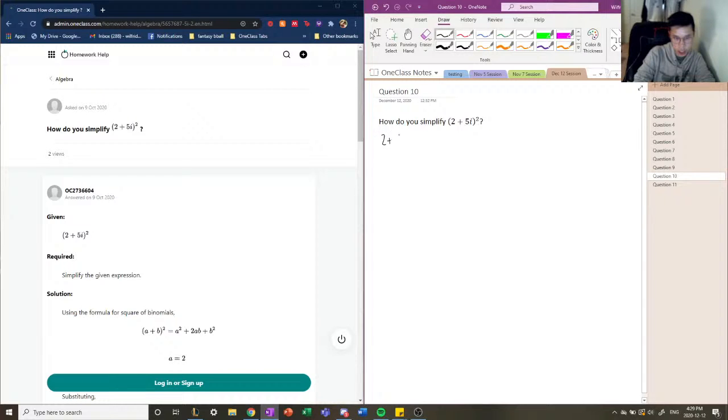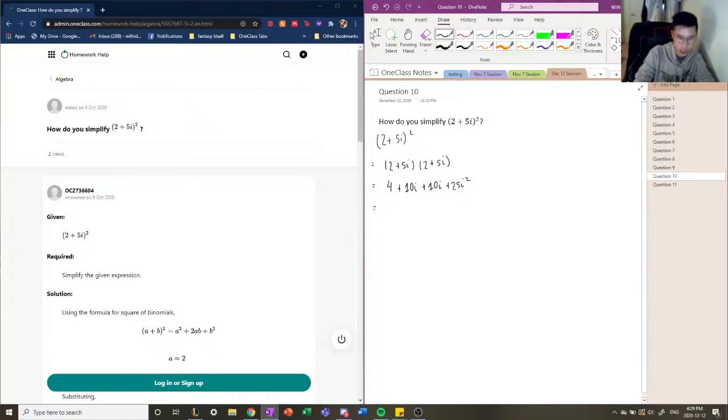I'm first going to write out our original expression again. So this is equal to 2 plus 5i times 2 plus 5i, right? So using the FOIL method, we multiply the first terms together, which is 4. Multiply the outside terms together, which is 2 times 5i, which is 10i. Multiply the inside terms together, which is, again, 10i. And then multiply the last terms together, which is 25i squared.